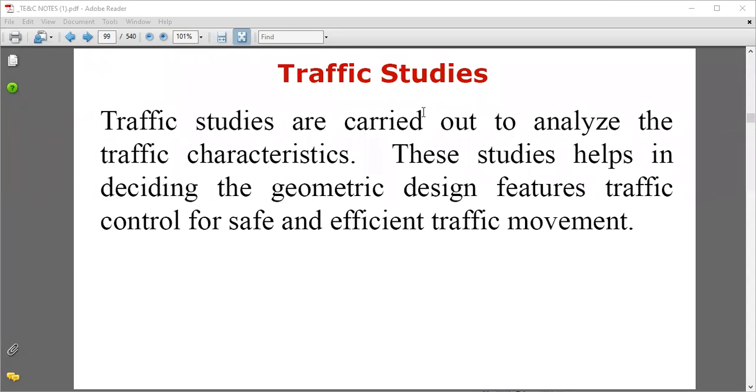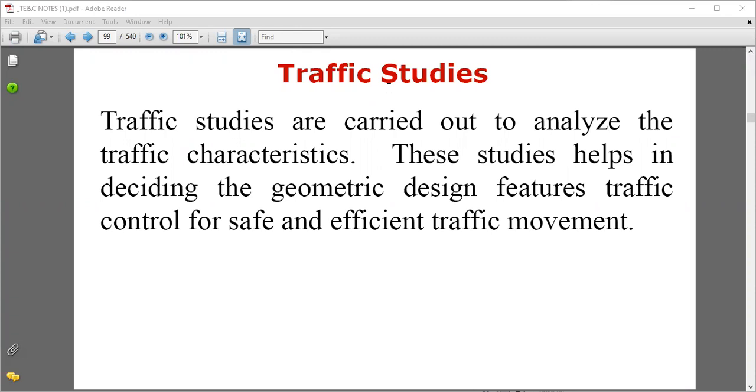In the last lecture, we finished what traffic engineering is and what its scope is. After that, we completed the road user characteristics. In the last part, we finished everything related to Unit 1, the road user characteristics. In that, we saw vision, hearing, mental characteristics, and environmental characteristics. That part we have covered.